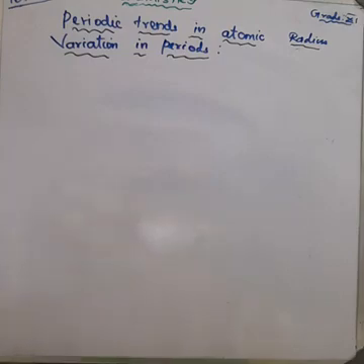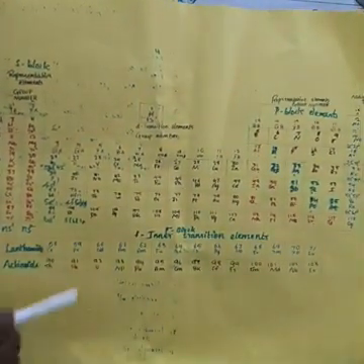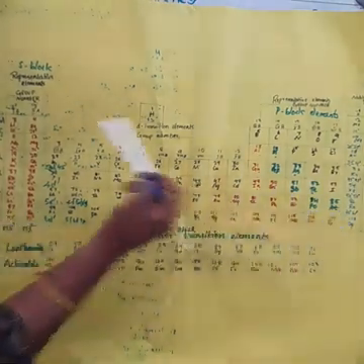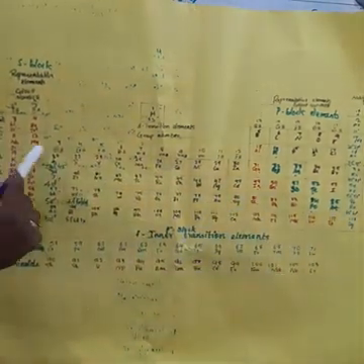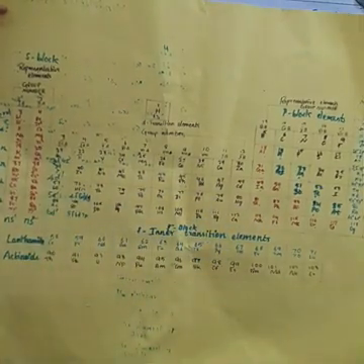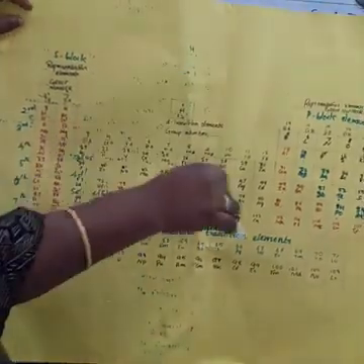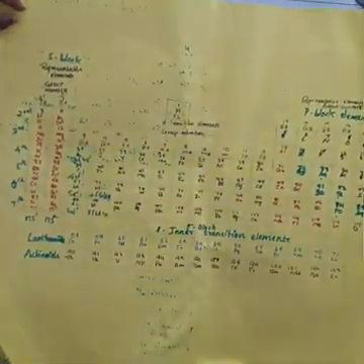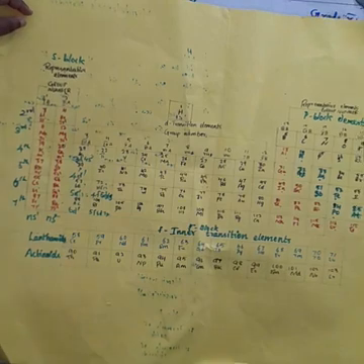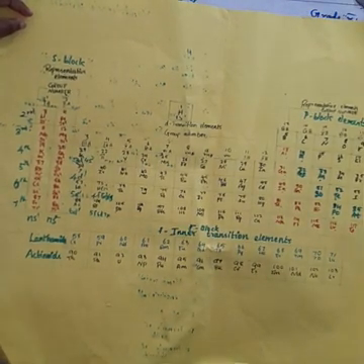Okay. We know this is the modern periodic table. There are 118 elements arranged in the periodic table in a very systematic manner. The periodic table consists of 7 periods and 18 groups. Some properties have a particular trend.